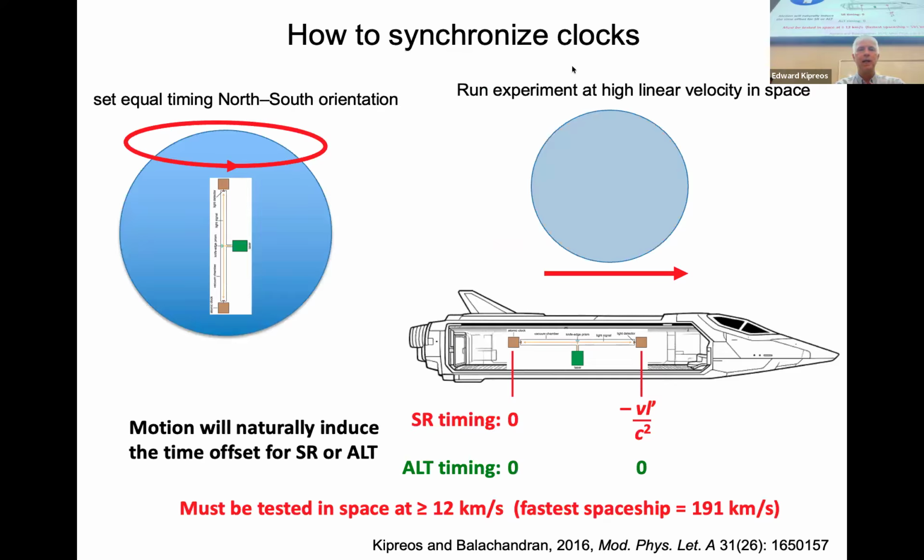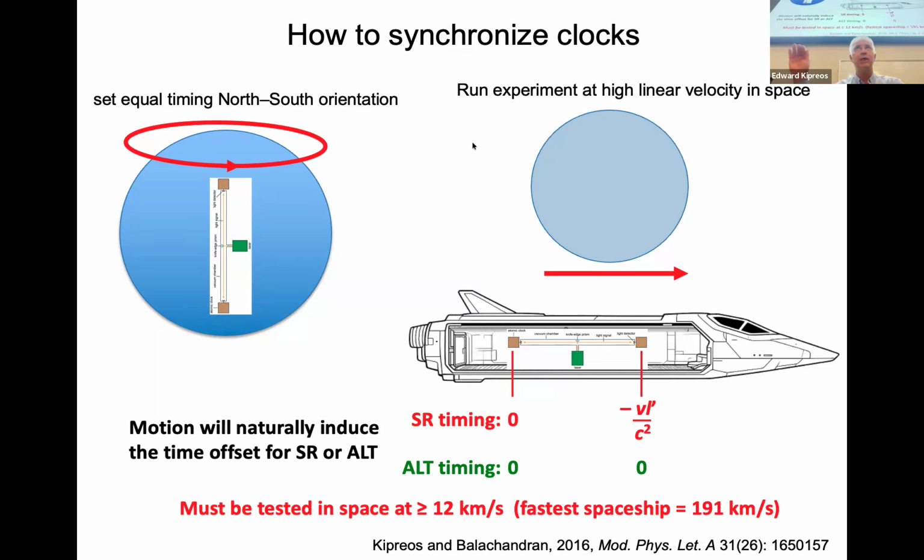So how are we going to synchronize the clocks? Well, you'd have to put this apparatus in a north-south orientation, because if you put it east-west, well, the speed of light's not constant east and west. So you put it in north-south orientation, and you can set that knife edge prism so that you get exactly the same time going up and going down.